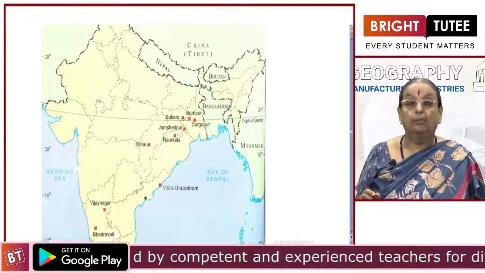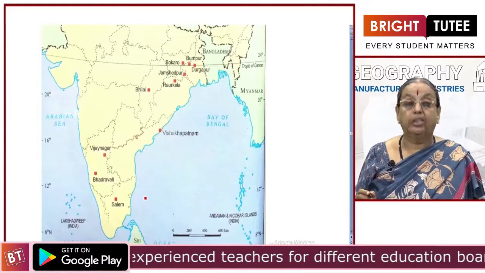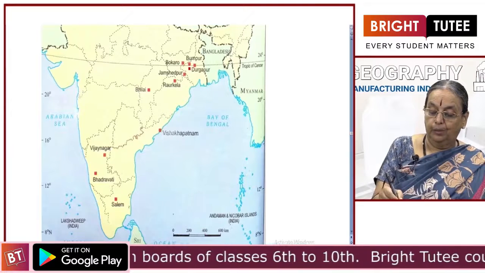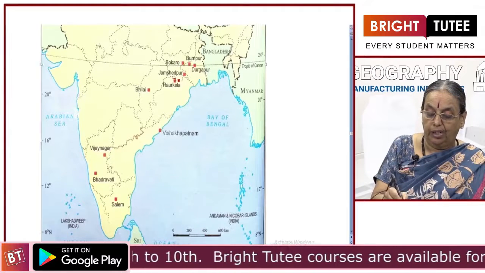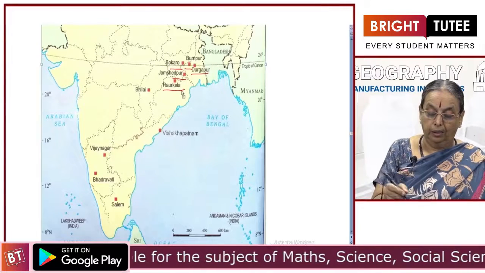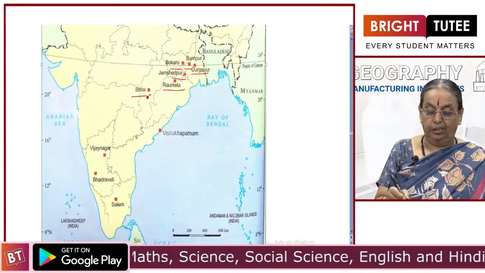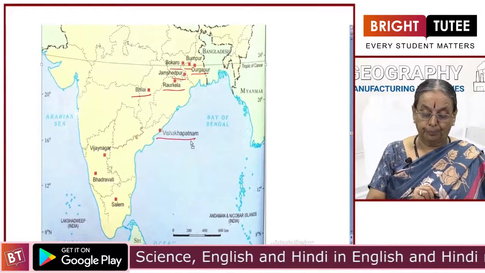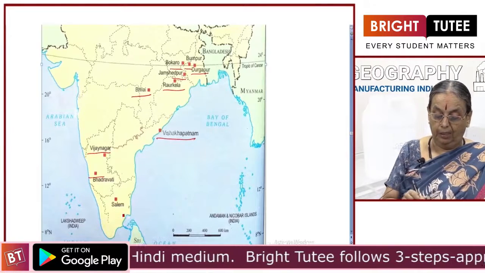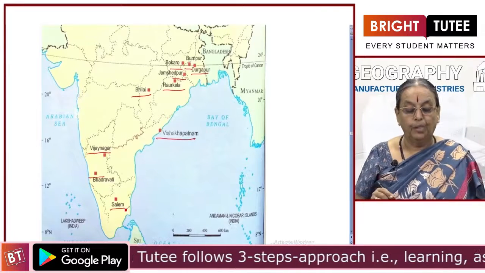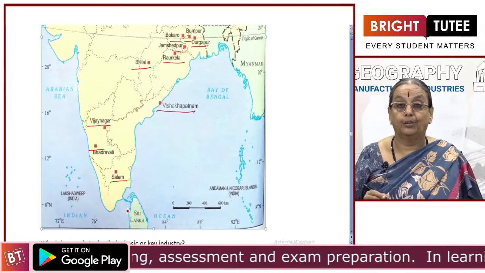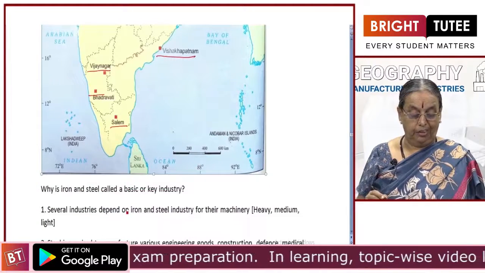So, you have the map of the iron and steel industry. We have 10 iron and steel plants in India. You can see the locations: Burnpur, Bokaro, Durgapur, then Jamshedpur. These are all very important for the map work. Rourkela in Odisha, then Bhilai in Chhattisgarh, then Visakhapatnam in Andhra Pradesh, then Vijayanagar in Karnataka. We have Bhadravati also in Karnataka, then the Salem steel plant in Tamil Nadu. These are all the well known iron and steel plants that we have set up, which are producing various iron and steel goods.